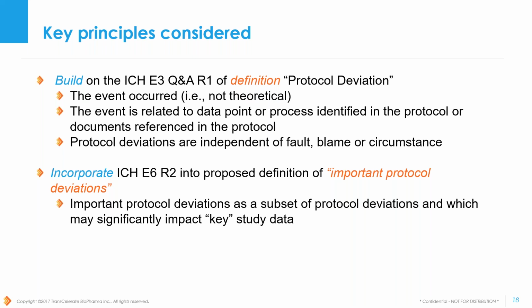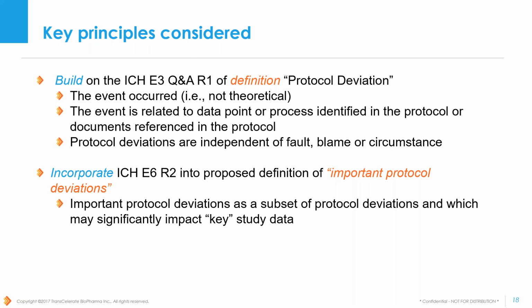The second one was that the protocol deviation must be something that's related to either a data point in the protocol or a process that's specified in the protocol or in one of the protocol reference documents. So again, we had a lot of discussion, and I've got another slide later, about monitoring issues. Many observations that CRAs make at sites are completely genuine, completely accurate. Sometimes they come through as a protocol deviation, and actually they are not a protocol deviation because they're not referring to something that is specifically mentioned in the protocol.